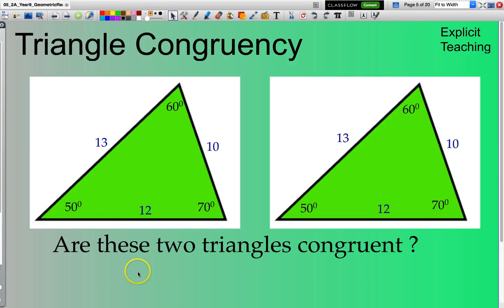Well, are these two triangles congruent? Are the matching angles the same? 50, 60, 70. 50, 60, 70. Are the sides the same? 13, 10, 12. 13, 10, 12. So I can say that all the matching sides and all the matching angles are the same. So yes, they are congruent.